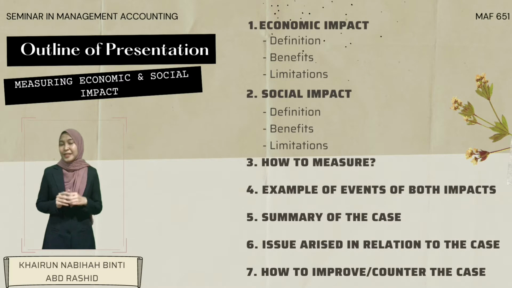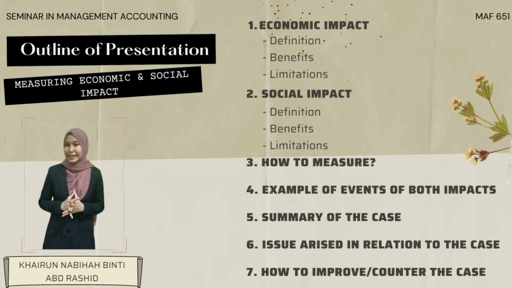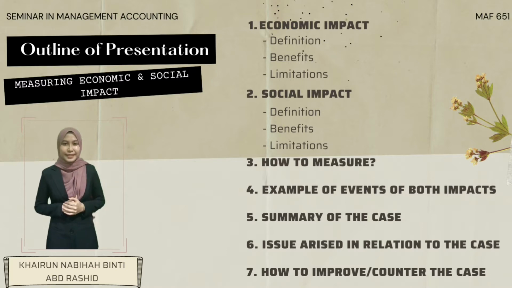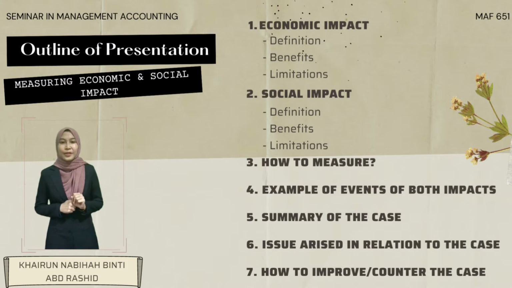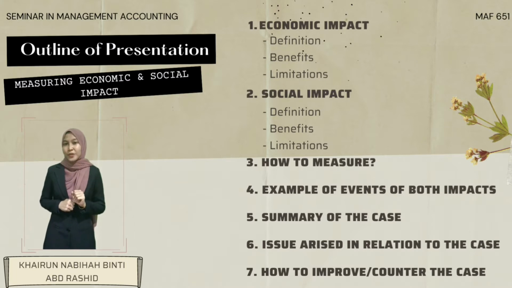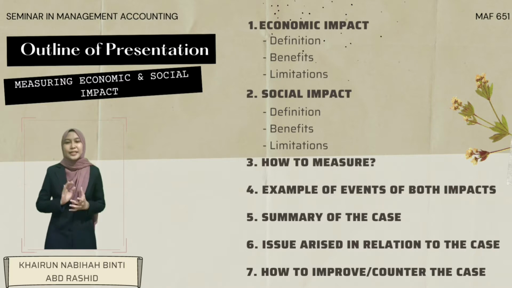Before I go further with our presentation, let me first explain our outline of presentation. First, we will explain the economic impact. This explanation will consist of definition, benefits, and the limitation. The second one is the social impact, where the social impact will also be explained in terms of definition, benefits, and limitation. And the third one is how to measure this economic and social impact.